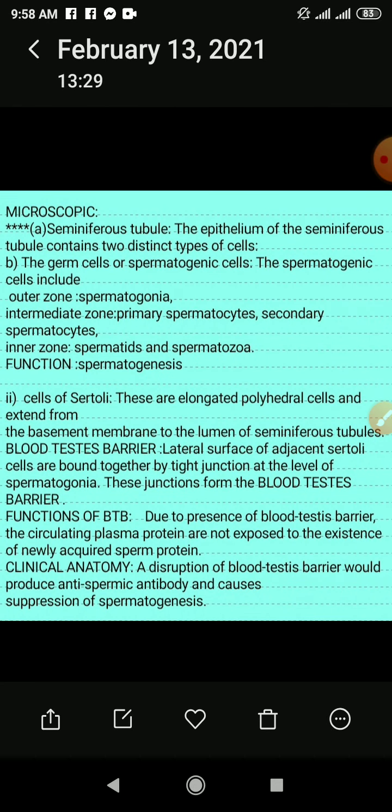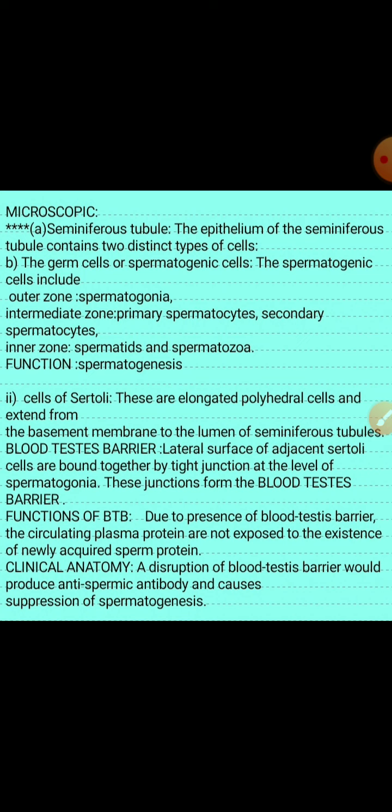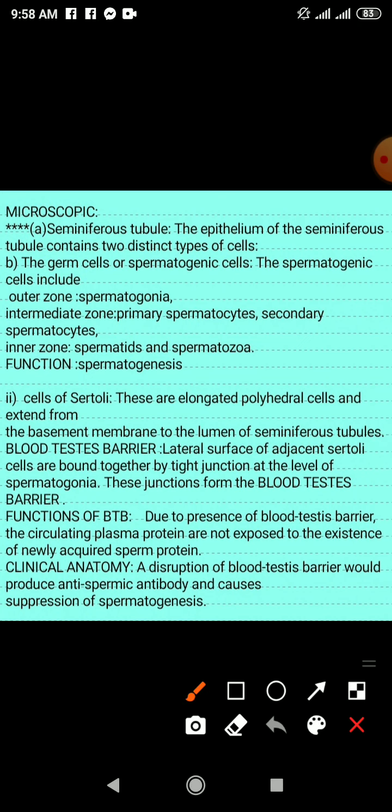Now we will see the microscopic structure of the seminiferous tubule. The seminiferous tubule contains two distinct types of cell. One is the spermatogenic cell and another is the cells of Sertoli, or Sertoli cells. The spermatogenic cells include, in the outer or basal zone, spermatogonia; in the intermediate zone, primary and secondary spermatocytes; and in the inner zone, spermatids and spermatozoa. Their function is spermatogenesis.